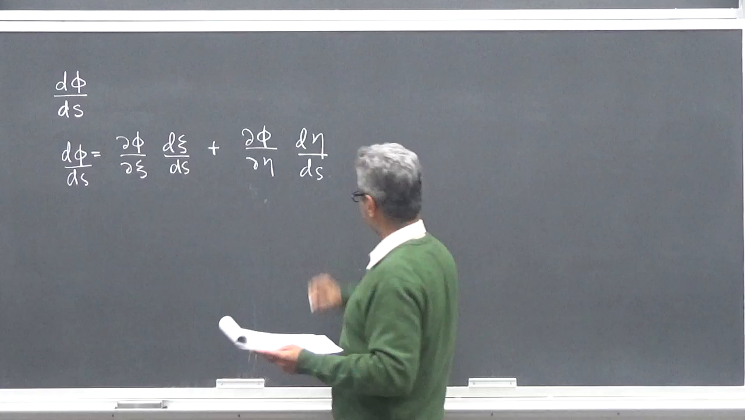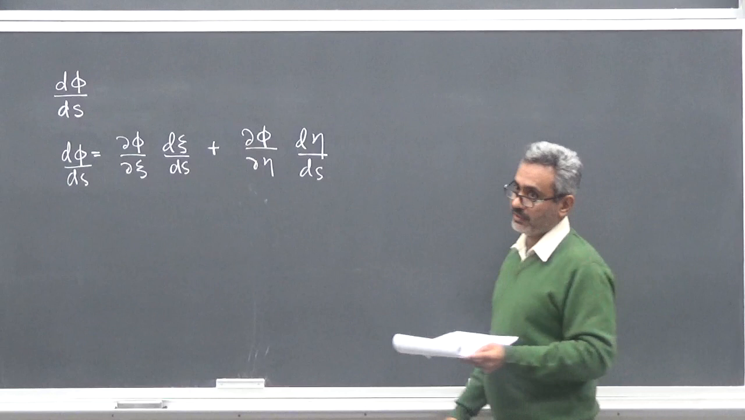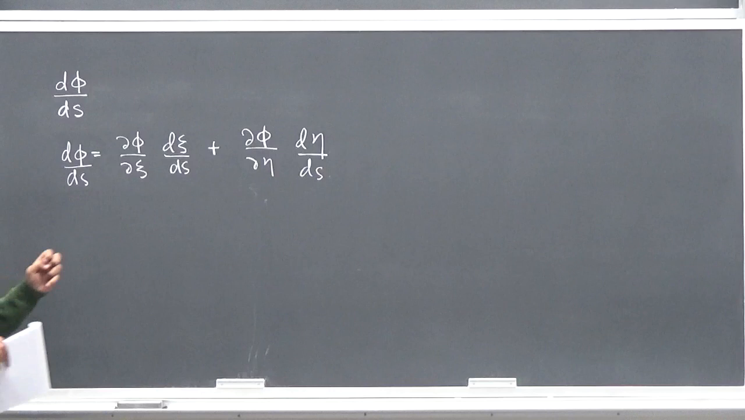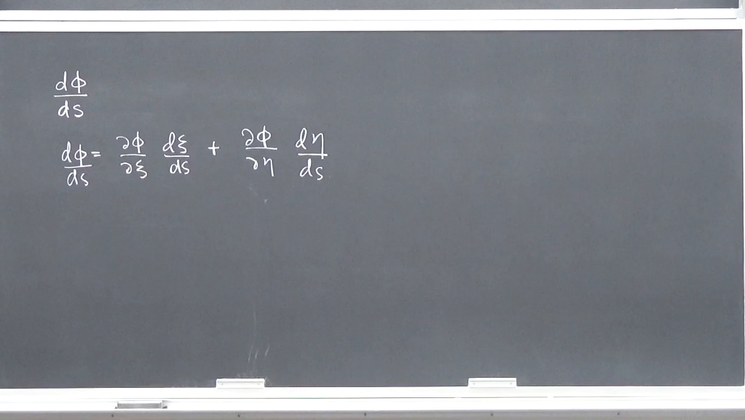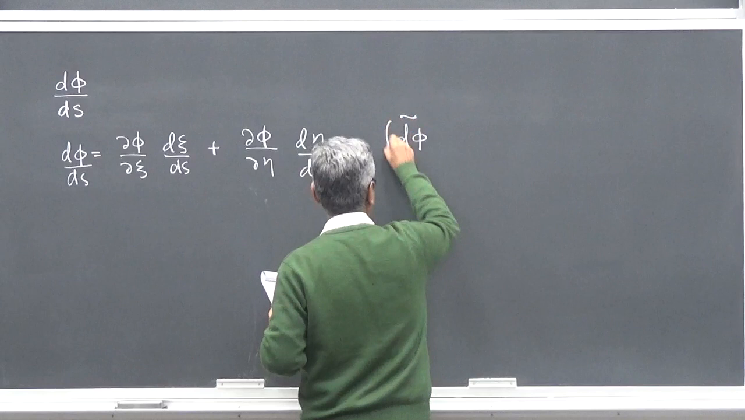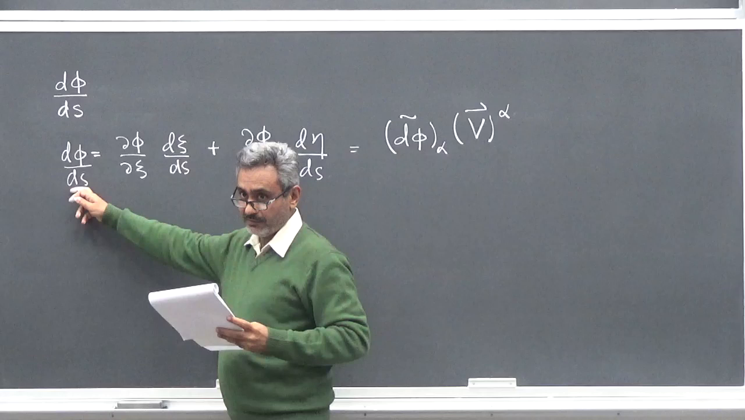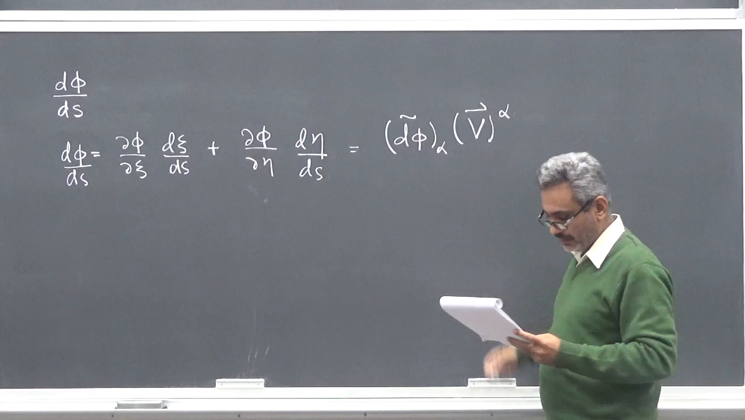And now you can bring in the gradient. How? You can see the gradient there, right? Where is it? These are the components of the gradient. And so basically you can write this as d phi applied to v, not a very good notation, but some vector, right? So this is a scalar, this is a one form, this must be a vector. And so this is the better notation.